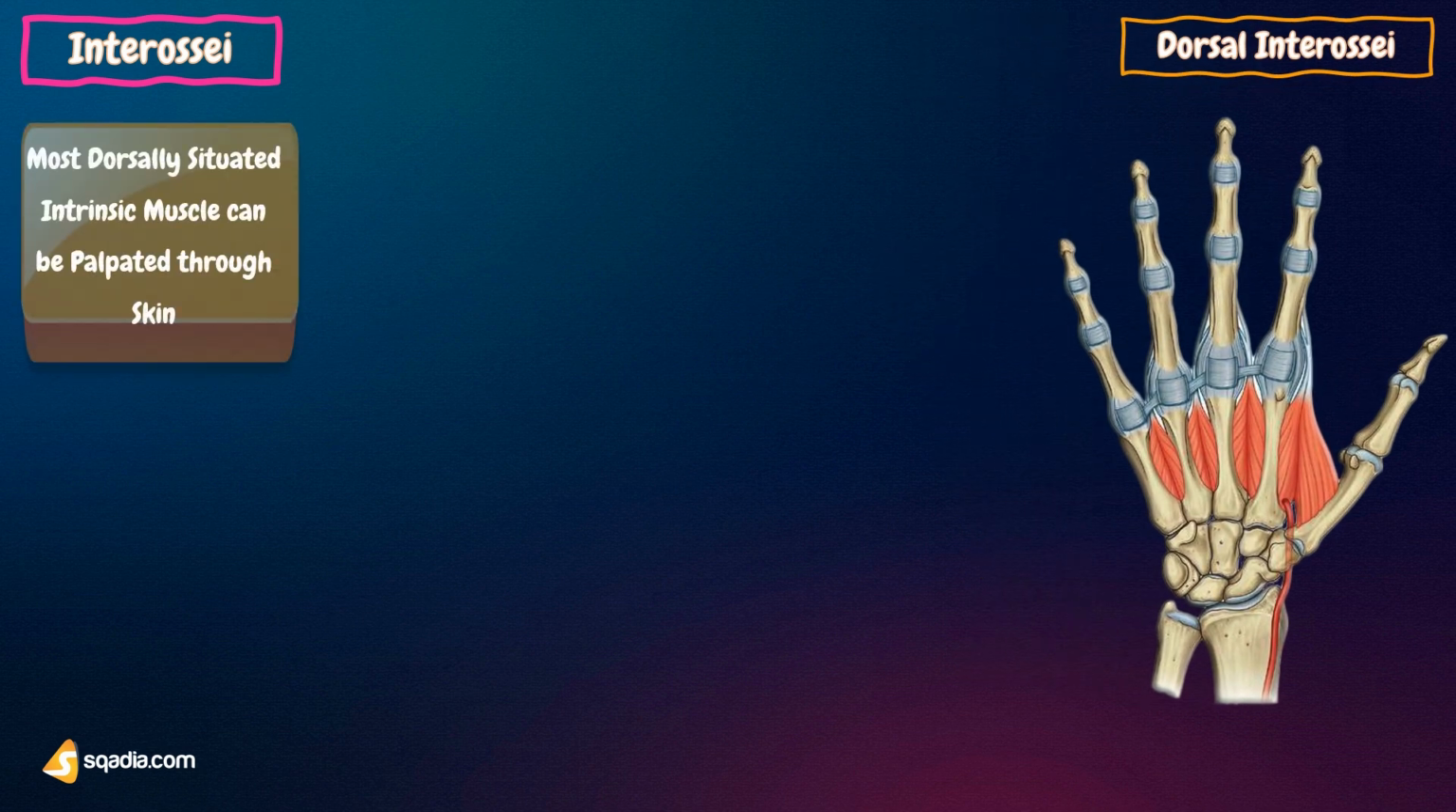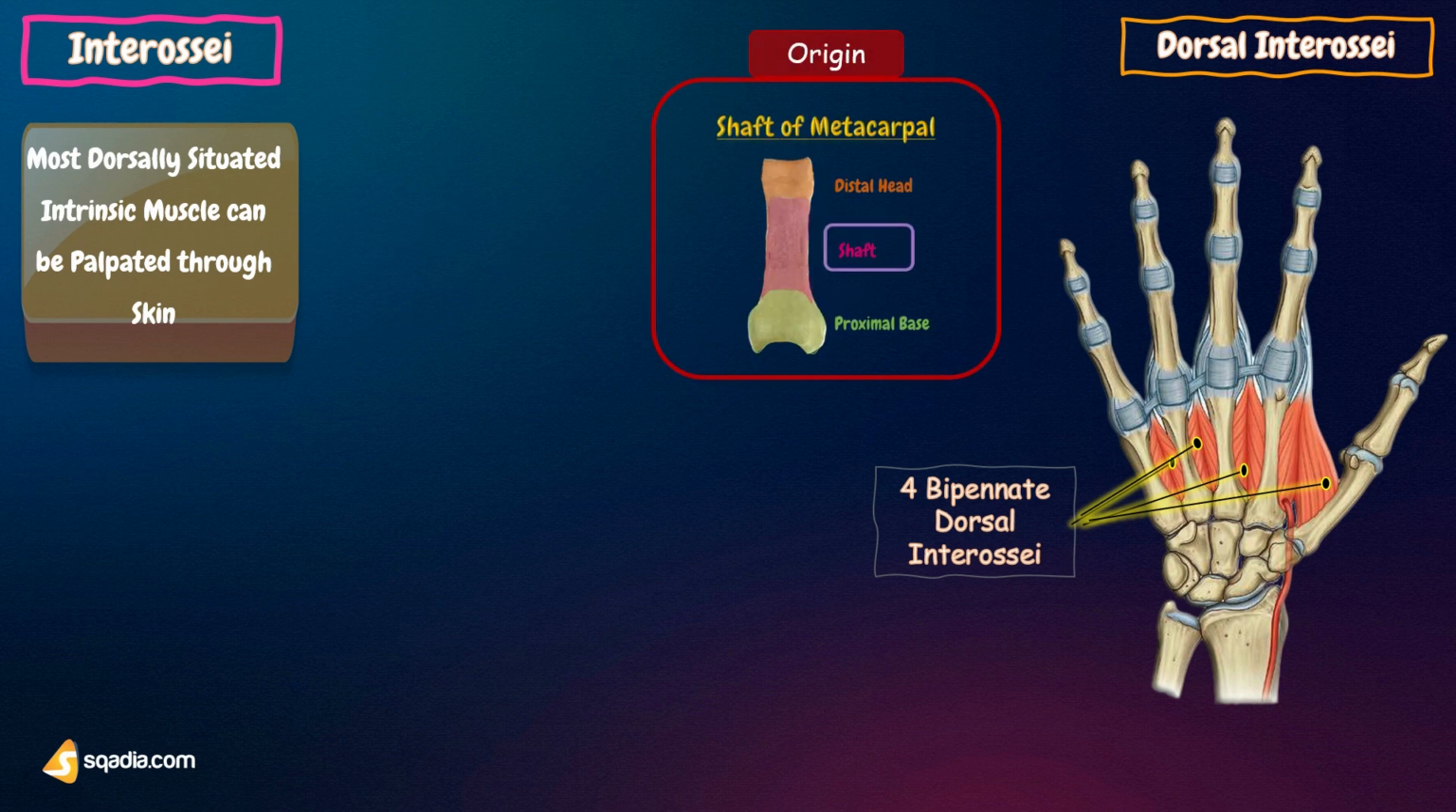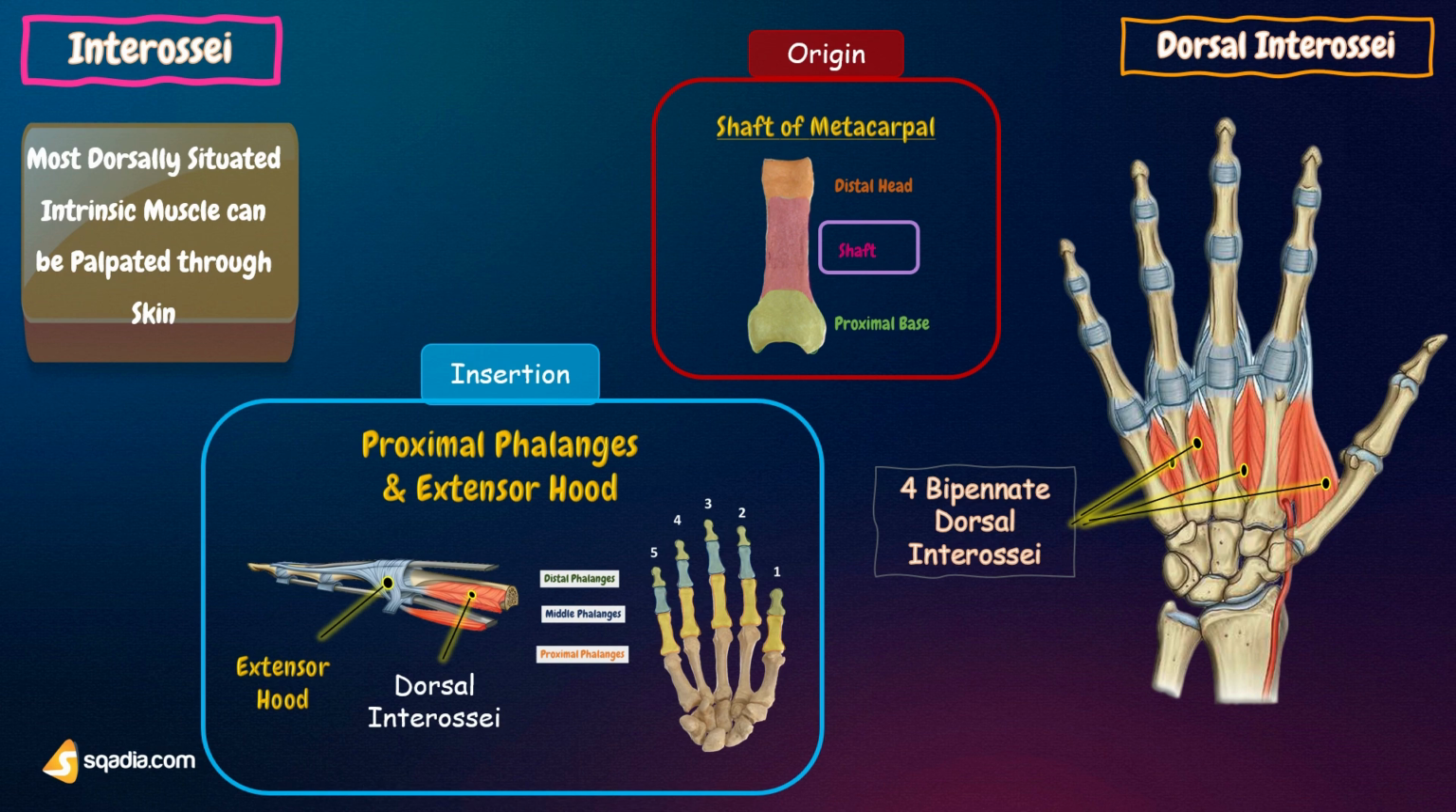Dorsal interossae. Dorsal interossae are the most dorsally situated of all of the intrinsic muscles and can be palpated through the skin on the dorsal aspect of the hand. There are 4 bipinnate dorsal interosseous muscles between and attached to the shafts of adjacent metacarpal bones. Each muscle inserts both into the base of the proximal phalanx and into the extensor hood of its related digit.